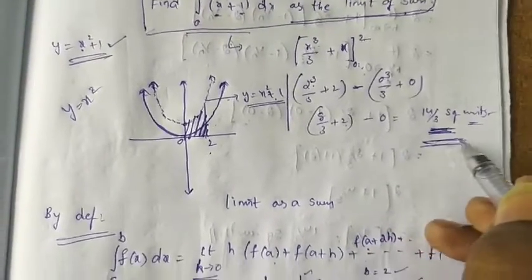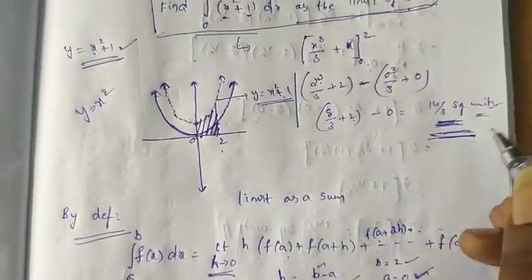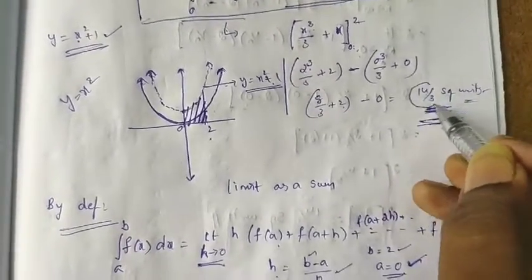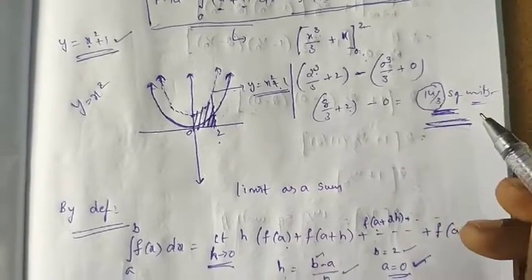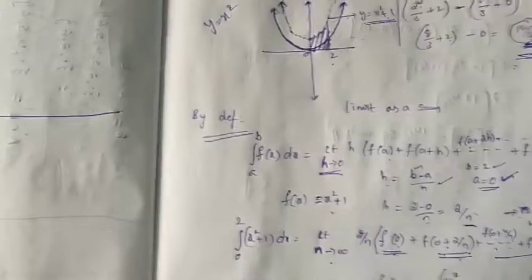Actually, we already got 14 by 3 square units using the first technique. So the final answer is 14 by 3 square units. This completes the solution.